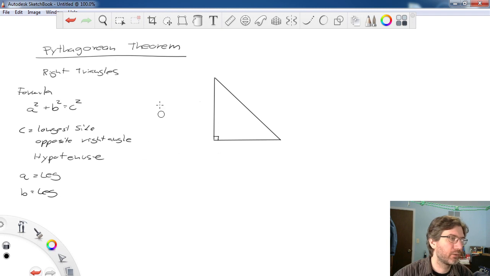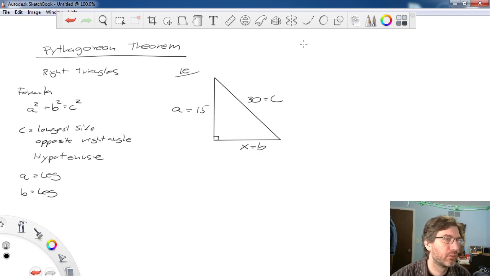So let's go ahead and look at our first example. Let's say that c is 30 and this side is 15. And we want to know what this side is, so we'll say it's x. Then you go ahead and assign your variables. This one has to be c because it's the longest side. This one could be a or b. I'm going to call it a, and I'm going to call this one b. Then you just plug into your formula, just like you normally do with formula work.